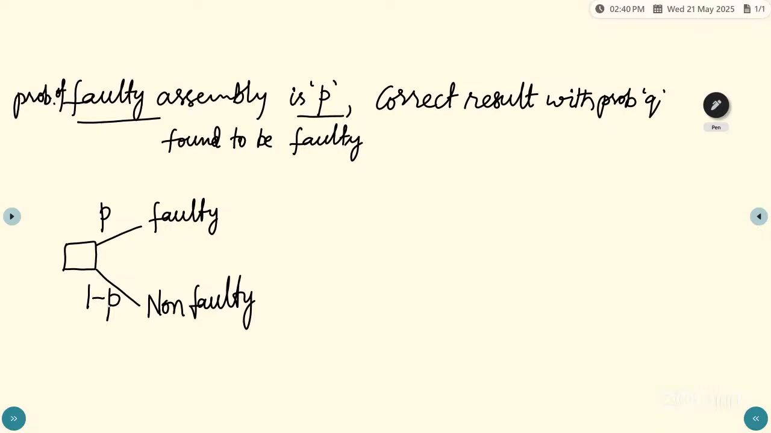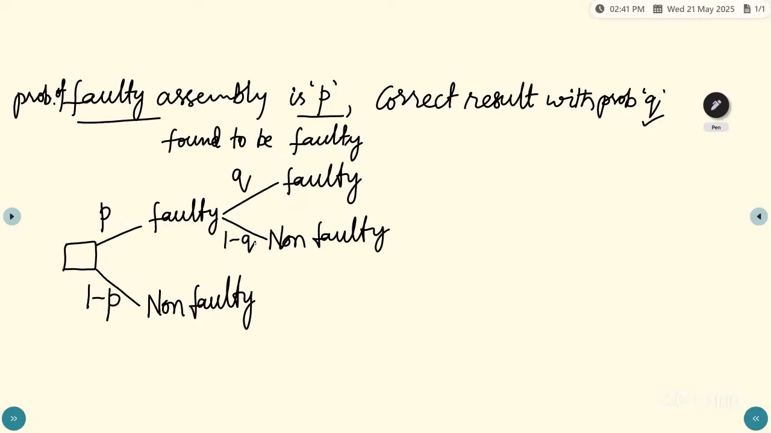Okay. Faulty will be declared as faulty with what probability? Q. Testing after selling, you are testing it. So faulty will be declared as faulty with Q probability, correctly. Faulty will be declared as non-faulty with what probability? 1 minus Q.